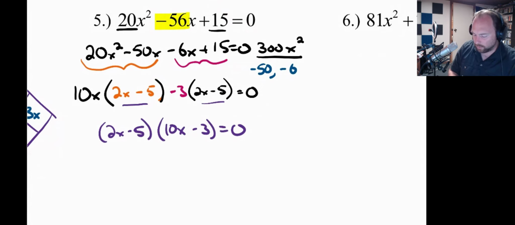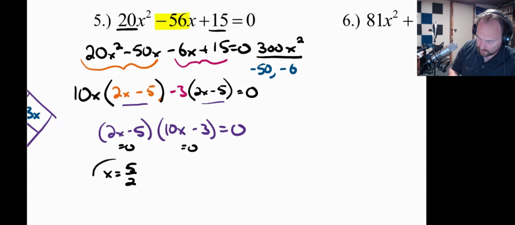Remember, both of these factors could potentially equal 0 because they're being multiplied together and they equal 0. 2x minus 5 would give you x equals positive 5 over 2. 10x minus 3 would give you x equals 3 over 10, like that.